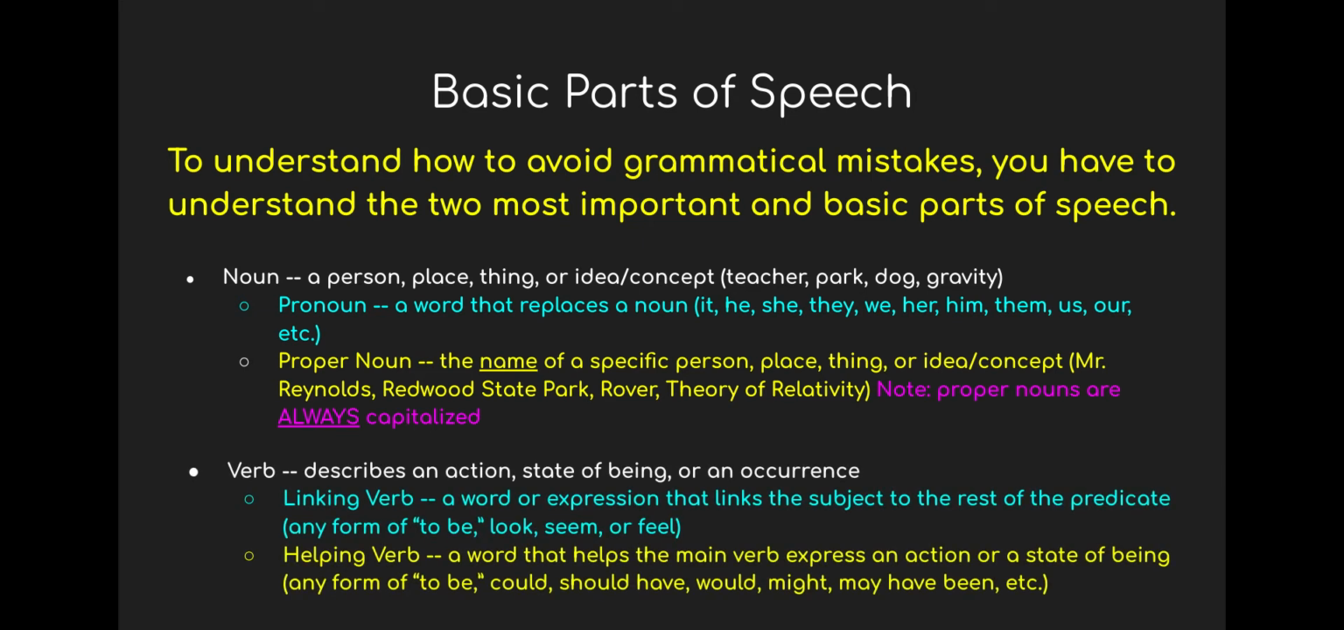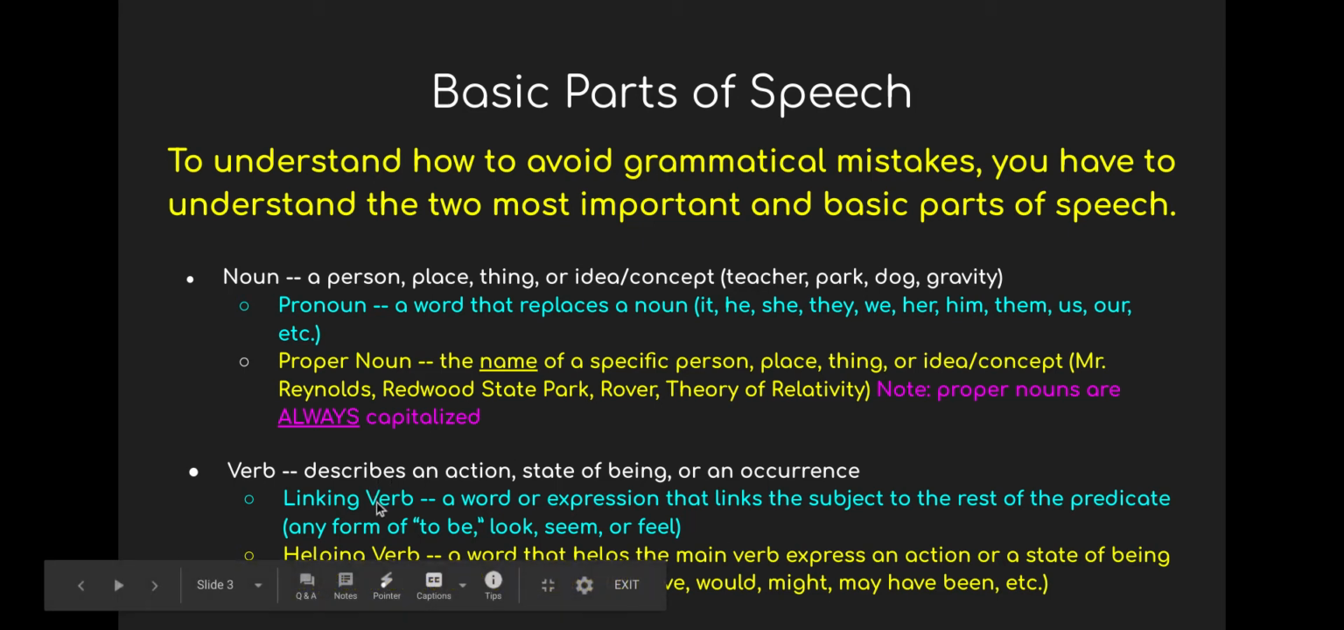Now let's look at verbs. Verbs describe actions, a state of being, or an occurrence. Okay, so it could be doing something, running, jumping, playing, etc. It could be a state of being, as in am, is, are, was, were. Okay, those are states of being. And an occurrence, such as thinking, such as feeling.